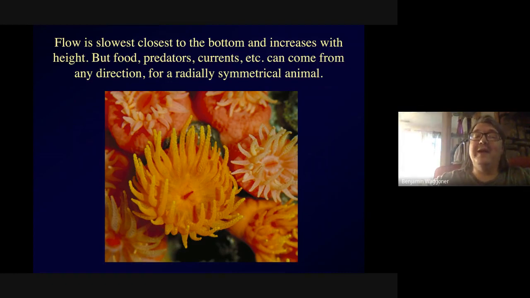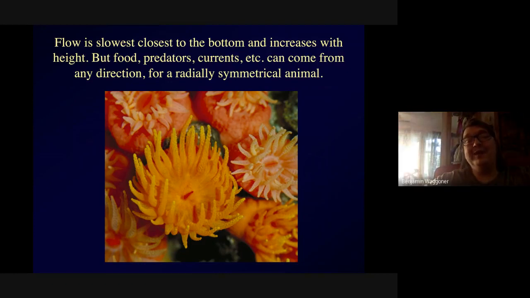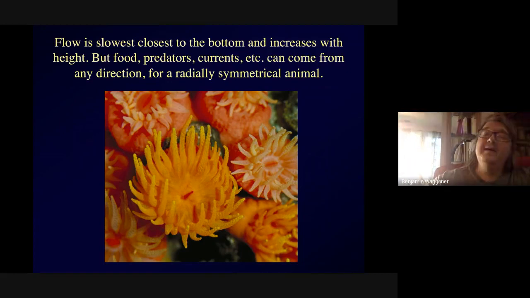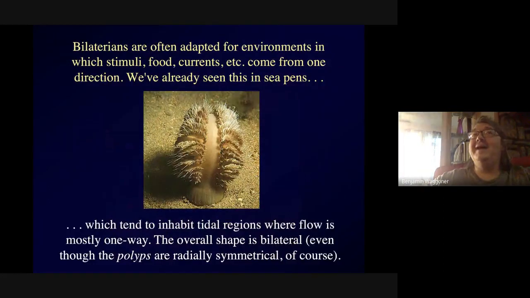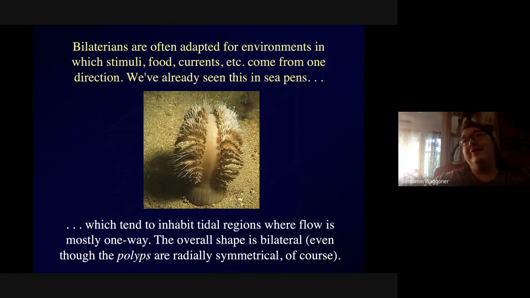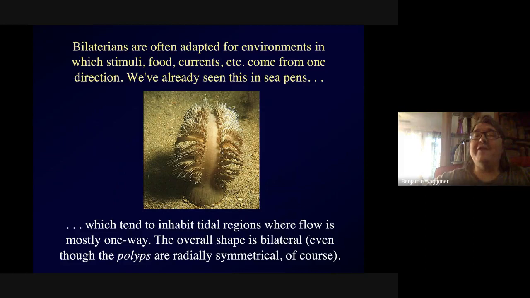If you have this kind of lifestyle where anything could come from any direction, then you put the organs that you use to respond with out in all directions. You put your tentacles out in all directions, surrounding the mouth equally. And that's radial symmetry. Bilaterians, which is everybody that isn't a cnidarian, ctenophore, placozoan, or sponge, are often adapted for environments in which everything is going to come primarily from one direction.